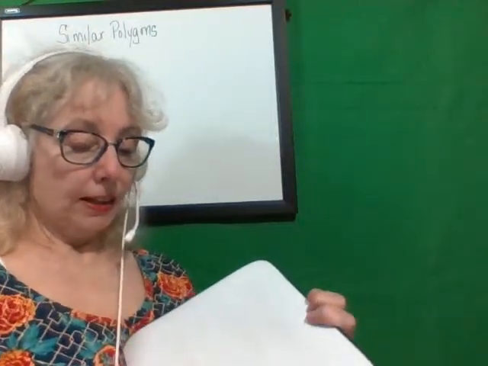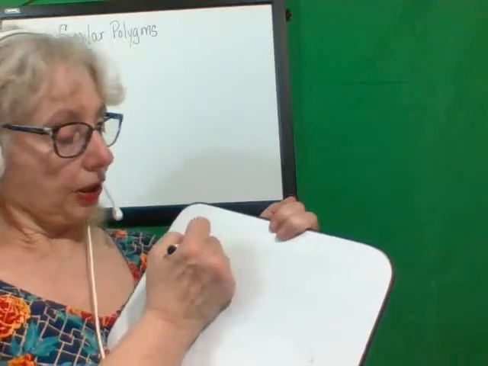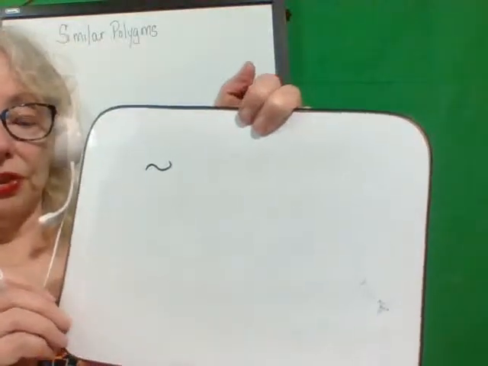All right, now let's look at writing similarity statements. The symbol for similarity is just a wavy line. That's your symbol.